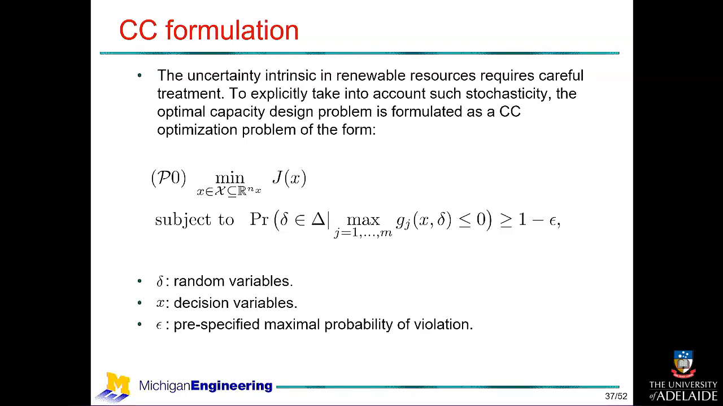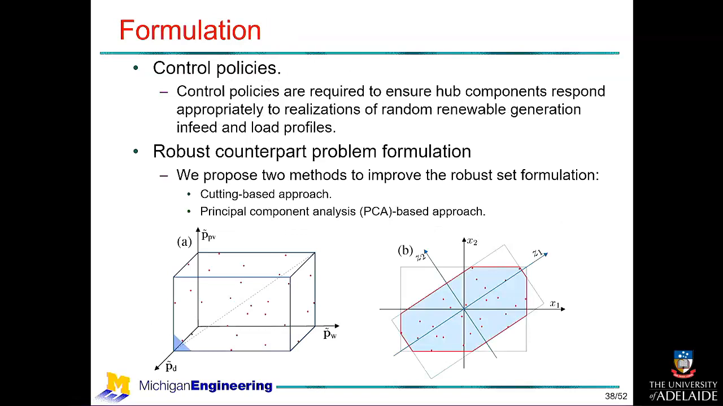We're satisfying the constraints with a certain probability. We're not saying that they have to be deterministically satisfied. So we have this combination of random variables, decision variables, and then there's a pre-specified probability of violation. Solving that problem is a computationally challenging problem, and there are some other issues that arise as well. So it turns out to be advantageous to translate that problem into a robust optimization problem. But a robust optimization problem has some issues as well, in that it can become very conservative.